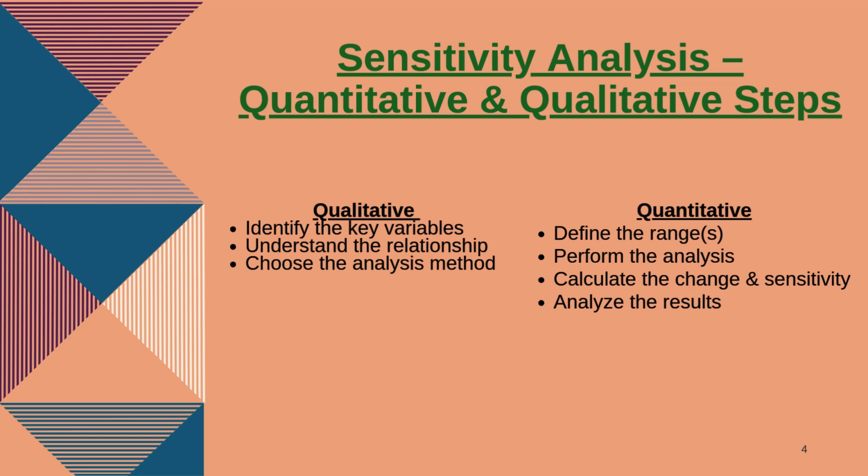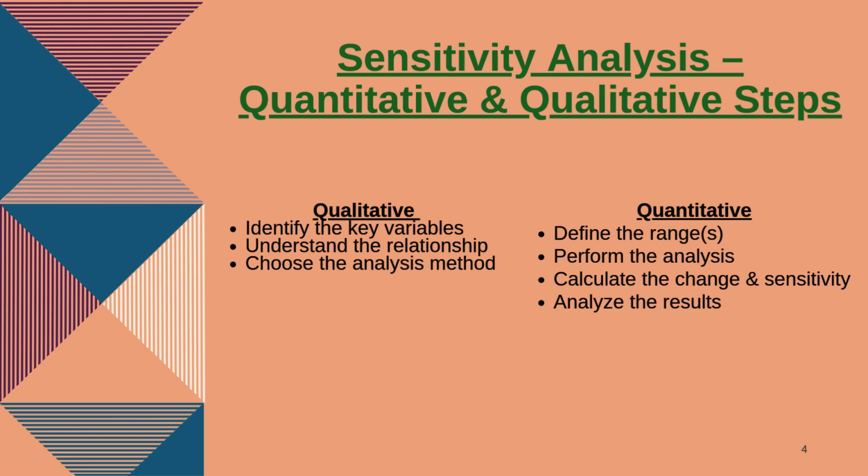And then you have quantitative, which is the actual data, the numbers. You start off with defining the range. And you must make sure that the range is realistic whenever you're doing this. 2, you will perform the analysis. This is actually doing it. 3, calculate the change in sensitivity. So whenever you get the data, calculate how much change there is. And then lastly, you have analyzing the results. So after everything is said and done, you look at the results, see what everything is and how it affects your business. If you want to invest in a product or not, this is the end result.